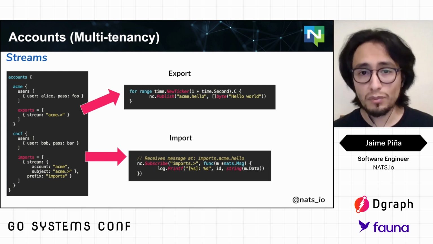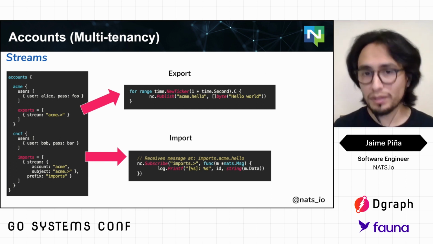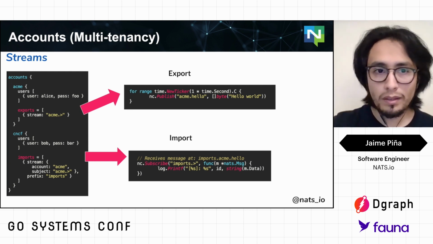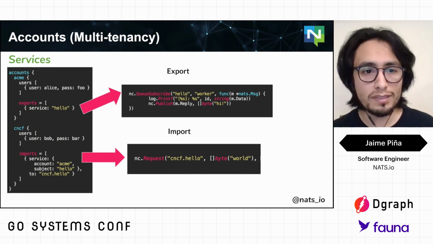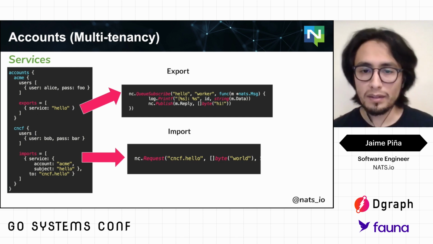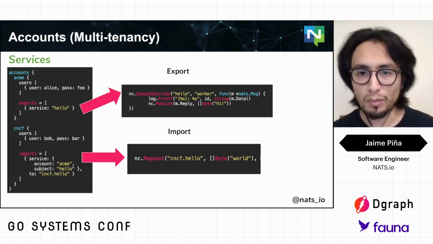Of course, permissions also work with this model. So, depending on what subjects you have, you may want some teams to be able to publish to some subjects and not others. You can totally do that with NATS. And here's basically the same thing with services. So it works both with streams and services. And on the right-hand side, you can see some service example code.